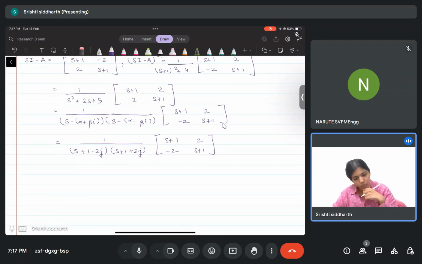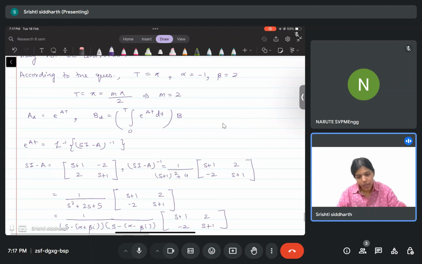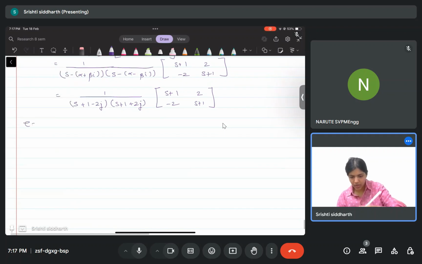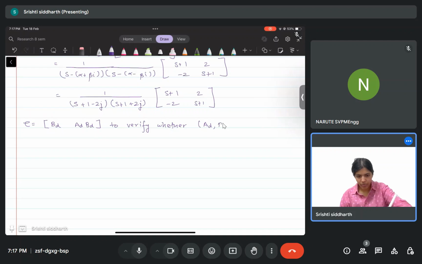So now we can figure out the Laplace inverse of this whole quantity, the partial fraction expansion of each of the elements of the matrix, and then find out e to the power At and substitute here and here. And then you can just form the controllability matrix BD, AD times BD, and verify whether the discrete system or the discretized system is controllable or not.